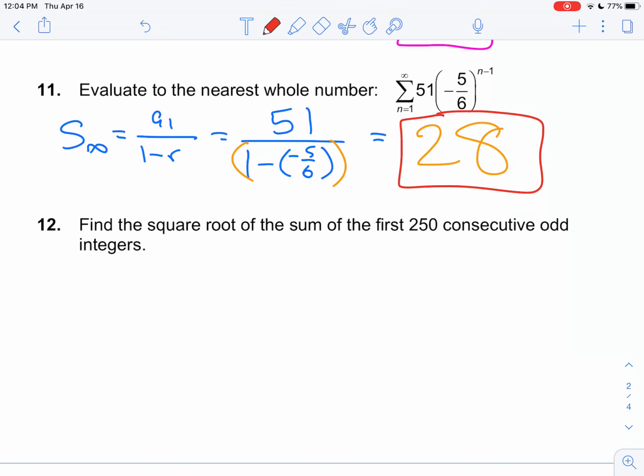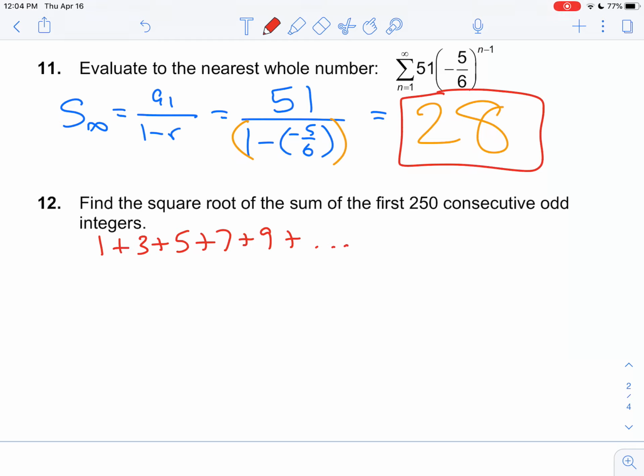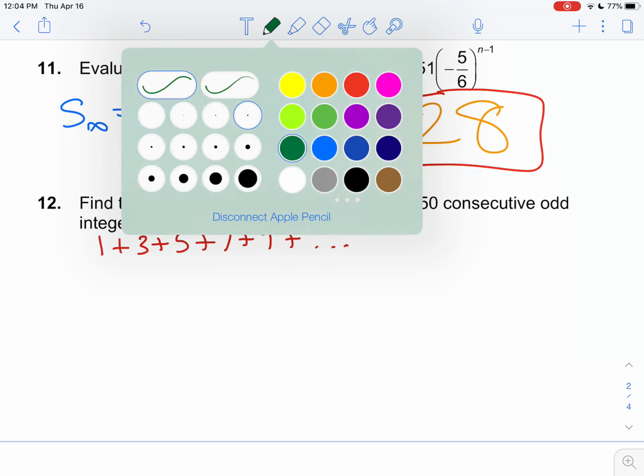Okay, and here it is, the grand finale. So exciting. Find the square root of the sum of the first 250 consecutive odd integers. So first thing I like to do on this one, just like with some of the money problems from the day 1 review, is to just make sure I know what I'm looking at. So the consecutive odd integers, 1, 3, 5, 7, 9, and so on. Now I'm too lazy to try to figure out all of the first 250 numbers in that list. So it's going to be easier with math and formulas.